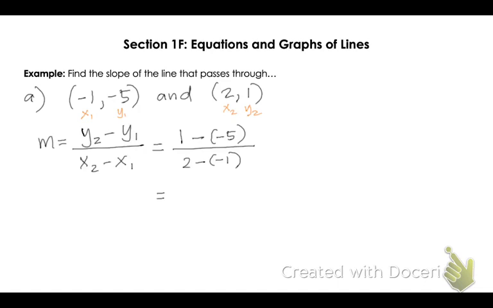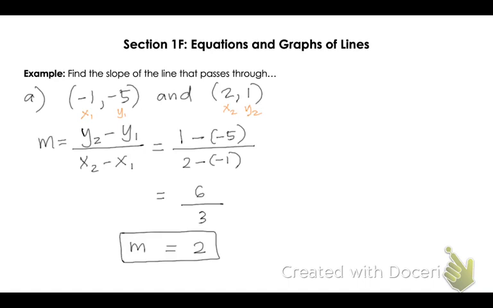On top, I get 1 plus 5 is 6. On bottom, 2 plus 1 is 3. There's some easy arithmetic. 6 divided by 3 is 2. Okay, so this line has a slope of 2. And I want to think about what that slope 2 means.